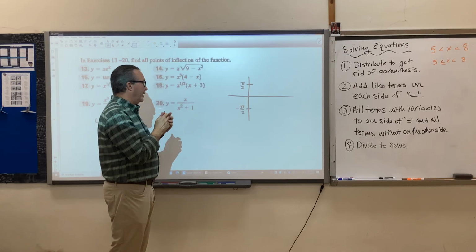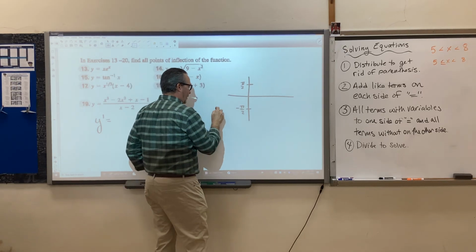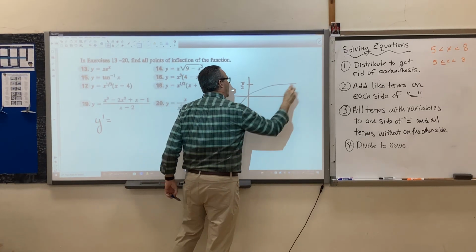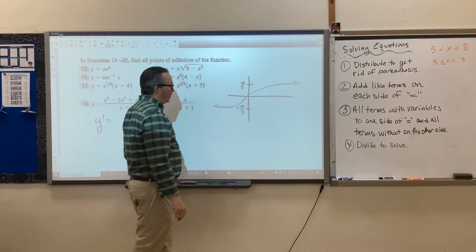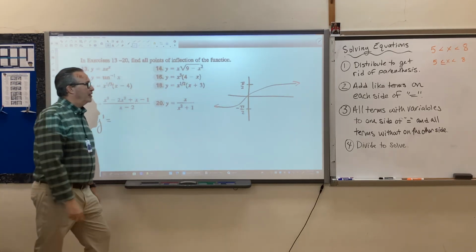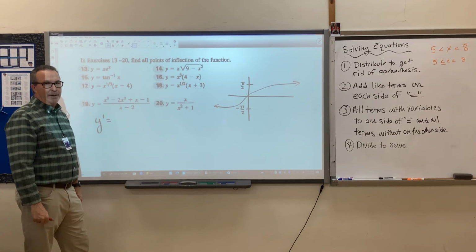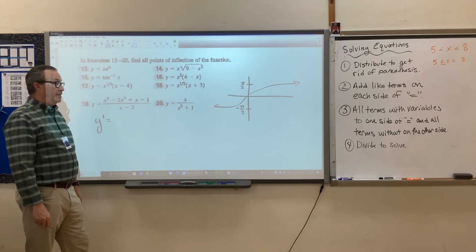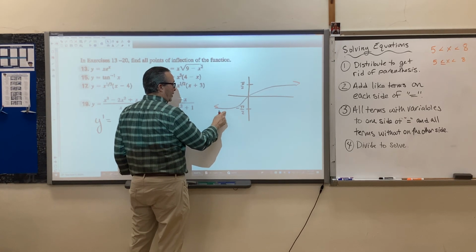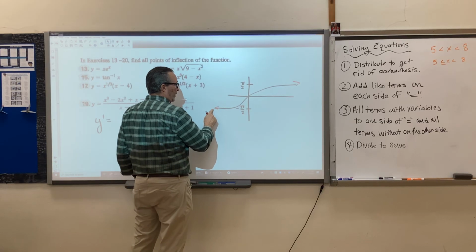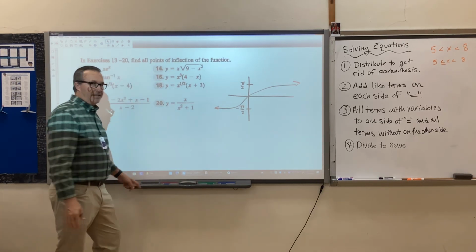Tangent's always increasing, inverse tangent's always increasing. Just like this. Okay, that's what inverse tangent looks like. So where's the inflection point? At 0, right? When x is 0, there's the inflection point. It changes from concave up to concave down. Okay, so there's the answer.